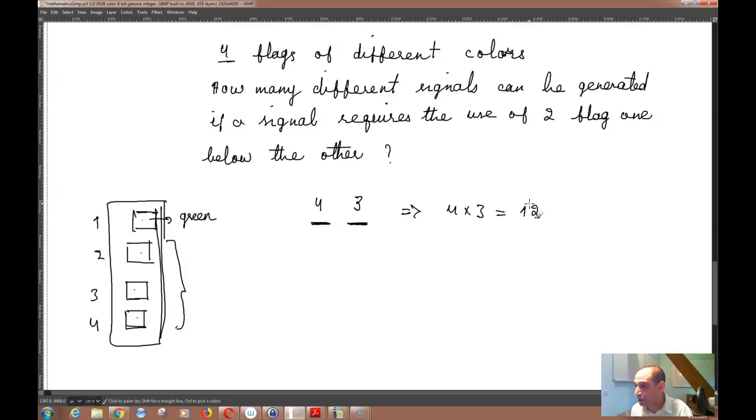And the solution here is that there will be as many signals as there are ways of filling 2 vacant places in succession by 4 flags of different colors. So the upper vacant place can be filled in 4 different ways by any one of the 4 flags, following which the lower vacant place can be filled in 3 different ways by any one of the remaining 3 flags. So hence by the multiplication principle, the required number of signals is 4 times 3, which is equal to 12, which was pretty simple.